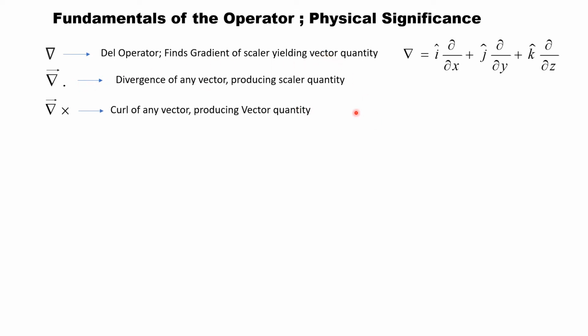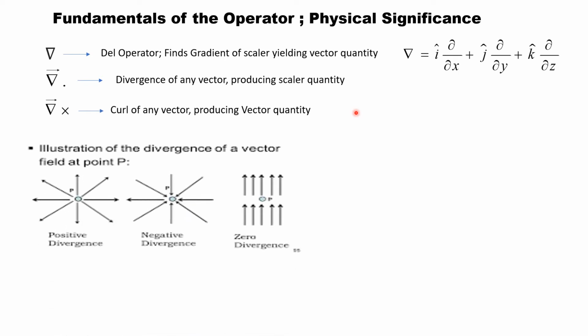But you also need to know the physical significance of the operators, what they physically mean. So it is the divergence of the vector. The name itself implies it diverges. So why do we call it a positive divergence? This is a point P. All the field lines are emanating from that point. In the other case, all the field lines are converging at the point, and here the divergence is 0.